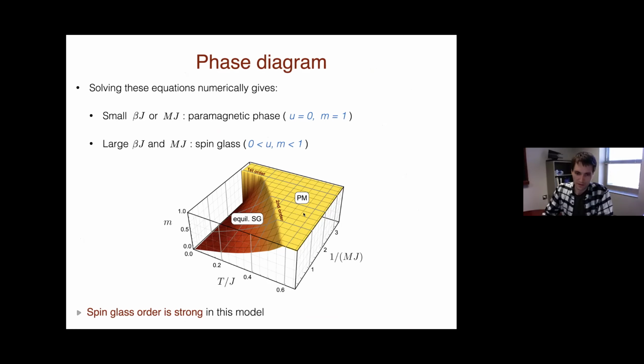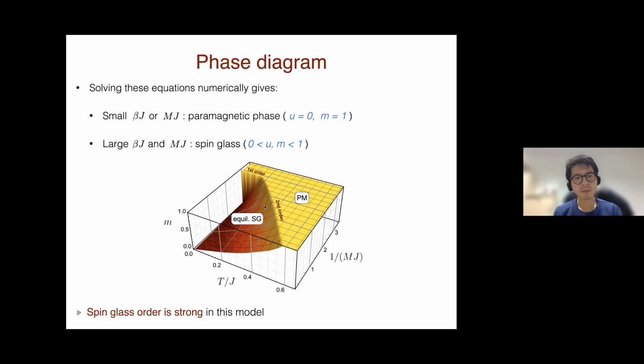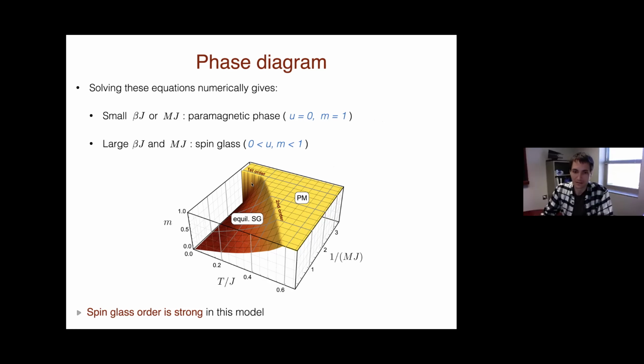So this is the phase diagram that we get by solving the system numerically. This y axis is 1 over M. For small M, you go off to infinity towards the top, where the system is very much in the paramagnetic phase. The spin glass transition happens for large M, but not too large; it's still some finite value. As you make M very large, you get to the bottom of this diagram.